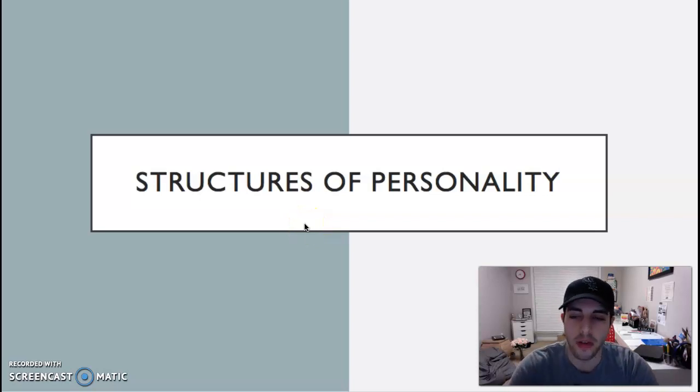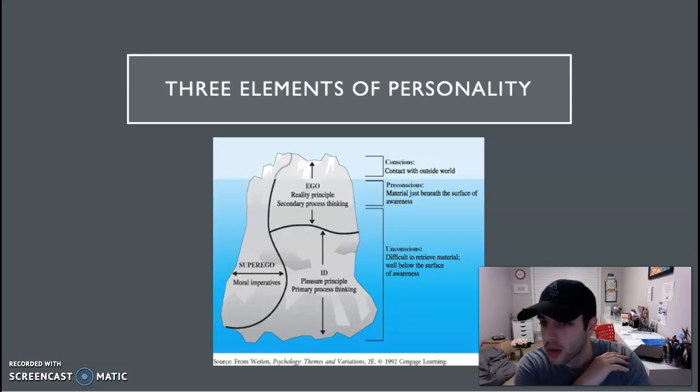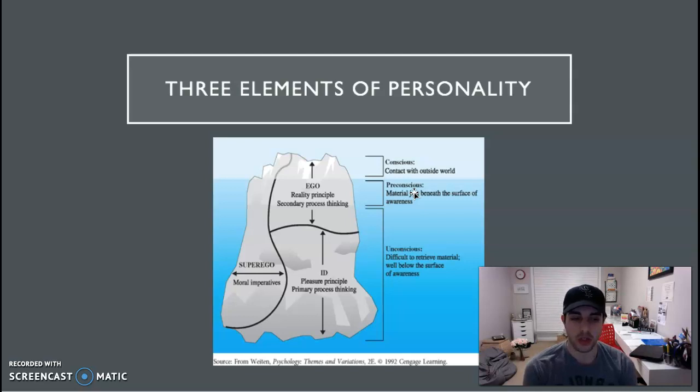So today we're talking about my favorite personality part, and it's going to be over the structures of personality. So let's get started. Freud developed these three elements of personality, which he distinguished as the conscious, the preconscious, and the unconscious. But he later revised that and changed it to three basic structures known as the id, ego, and superego.